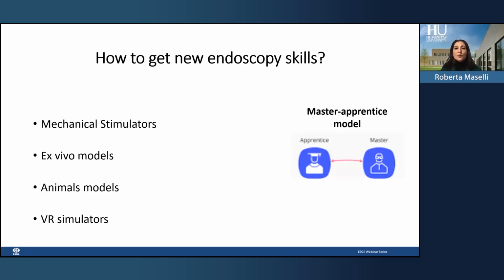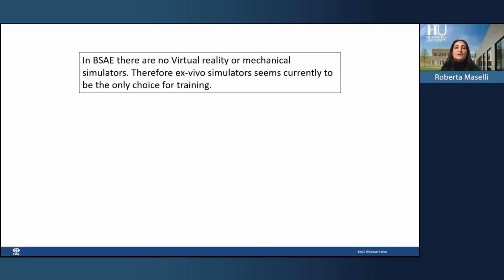Our main goal was to help people understand how to get these skills, how to get these new endoscopy skills, in something that is not yet done in practice. So let's say that the ideal world would be a stepwise approach, going from mechanical simulators to ex vivo models, then animal models, to arrive later on at the master apprentice model, that is the in vivo, hands-on model. The fact is that there are no virtual reality or mechanical simulators. There is nothing that is able to help us fill this gap that we have.